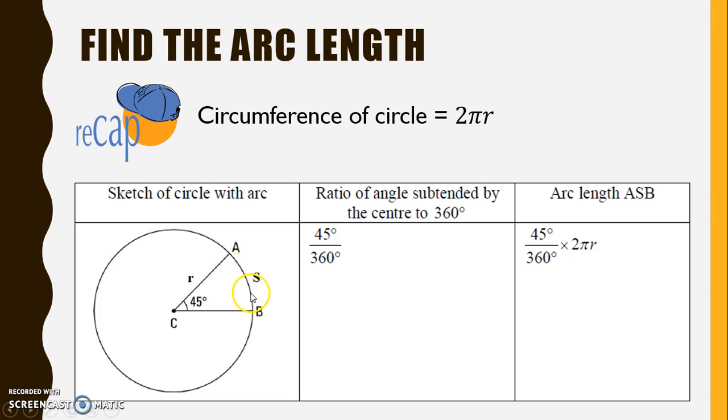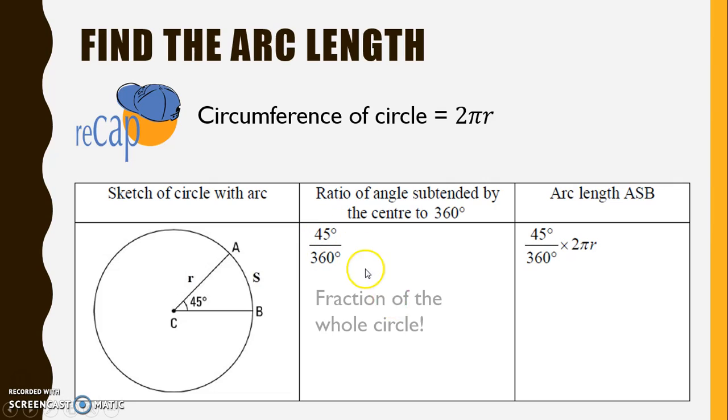Let's take a look at this example. How do I find the arc length over here, ASB? The arc length basically represents a fraction of the circumference. I'm trying to find this length over here, which is known as the arc length. We need to make use of this angle with respect to the whole angle around the circle, which is 360 degrees, to find the fraction of this part to the whole circumference. Upon calculation, the ratio is 45 degrees over 360 degrees. To find the arc length, I simply multiply it by the whole circumference of the circle.